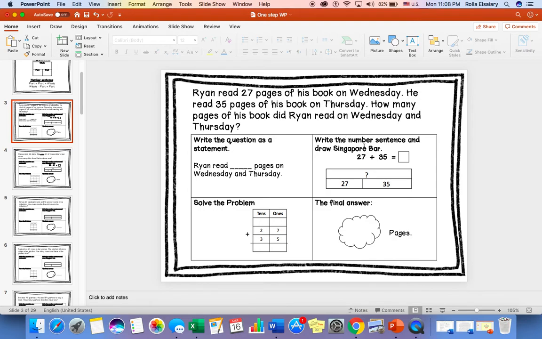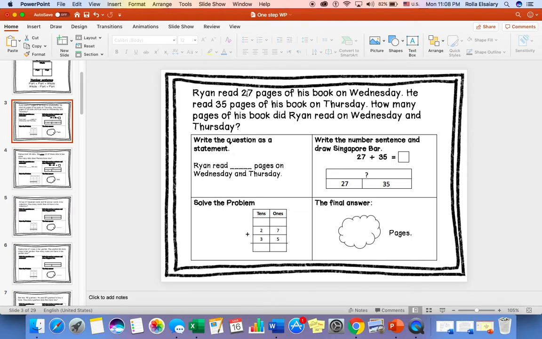The second one, which is most of my work with my students in class, is write the number sentence and draw the Singapore bar. So when I tell them, well, this is the time, we have to read it one more time to understand where to put the numbers.